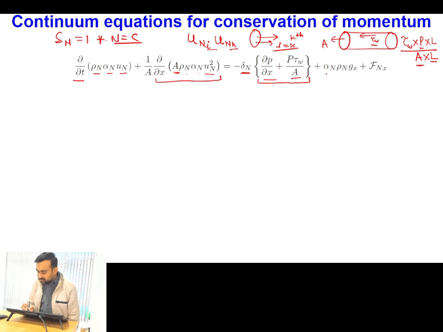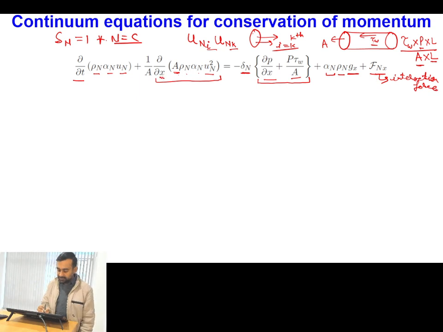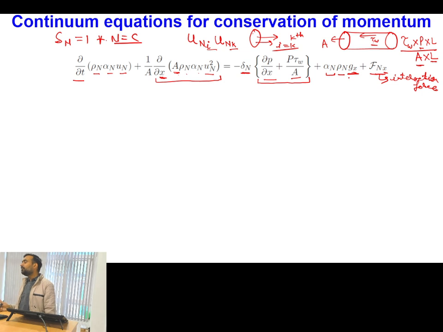Then for body force, I will have alpha n rho n into gx. Okay, and then for this term, can you tell me what this is? Interaction force. Okay, and this interaction force also has to act in a single direction, and the direction we have taken here is x, so that's why I am writing x here. So this is my area averaged individual phase momentum equation.